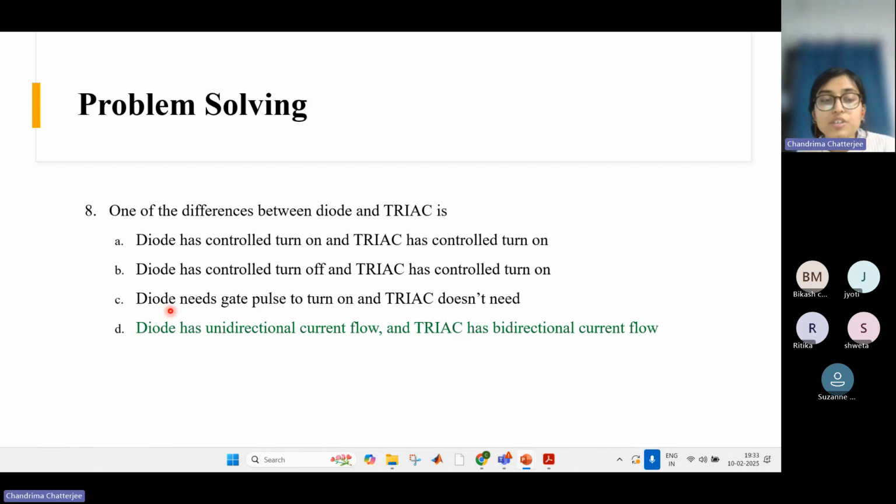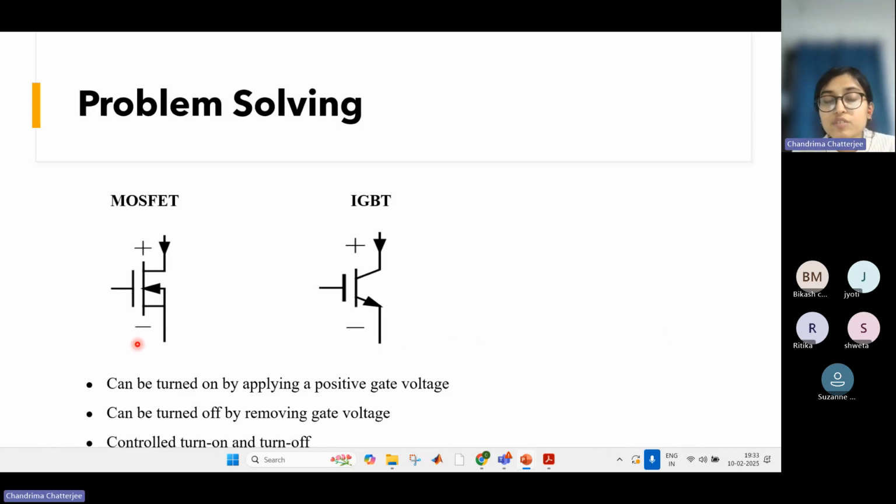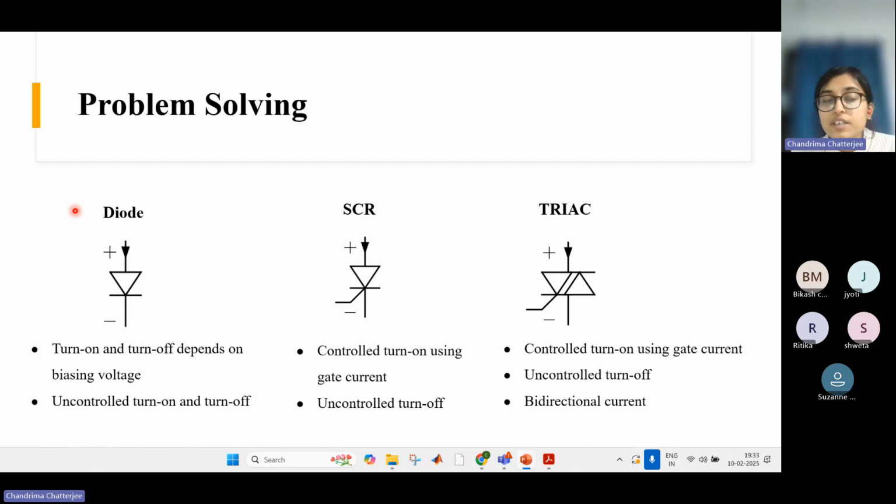Third option is diode needs a gate pulse to turn on and triac doesn't need. Again, this is wrong. There is no gate terminal for a diode. Diode has only two terminals. So this is again wrong. Fourth option: diode has unidirectional current flow and triac has bidirectional current flow. Obviously this is the correct one, because for a diode the current can only go from anode to cathode, not in the reverse direction.